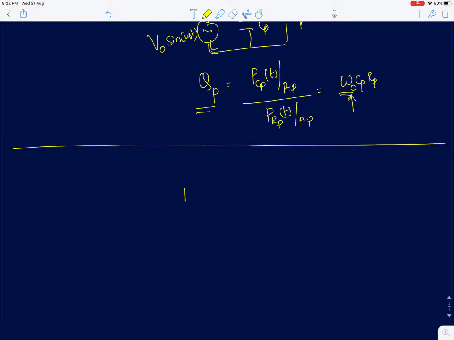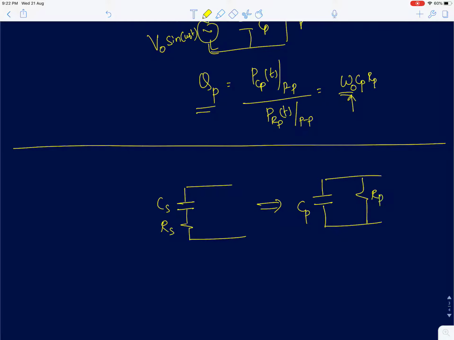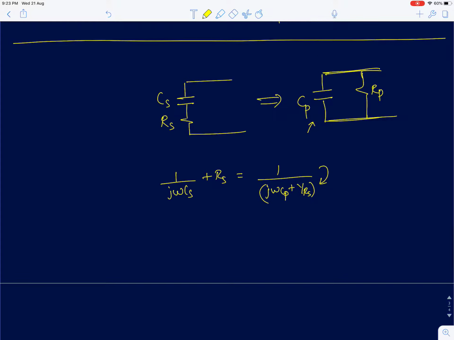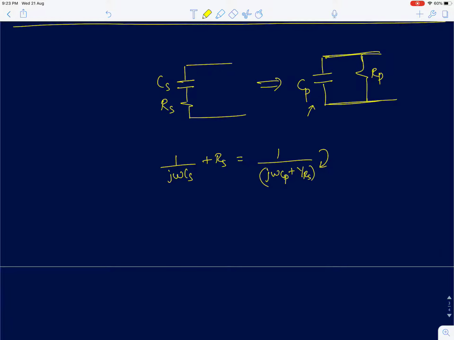And finally, we'll go back to the series parallel conversions. So a capacitor Cs in series with a resistance Rs can be equivalently converted to a capacitor and resistor in parallel, so Cp and Rp in parallel. Okay. So now to find that value, I can simply equate 1 by j omega Cs plus Rs. I'll take the conductances of the two elements, which will be 1 by j omega Cp plus 1 by Rp, and the inverse of this. Now all I need to do is equate the real and imaginary parts.